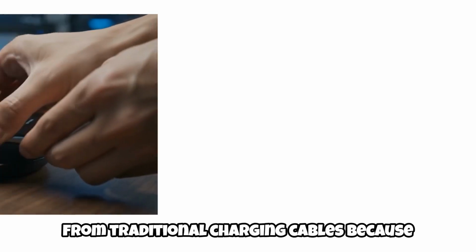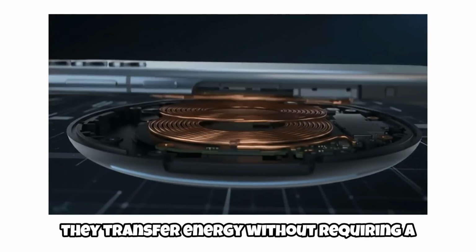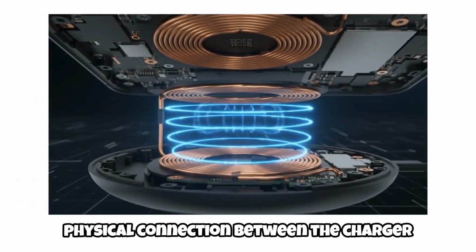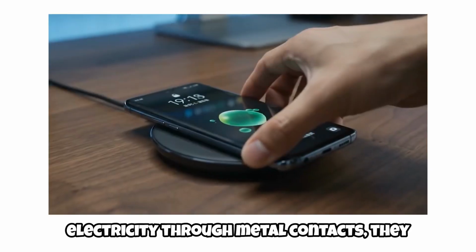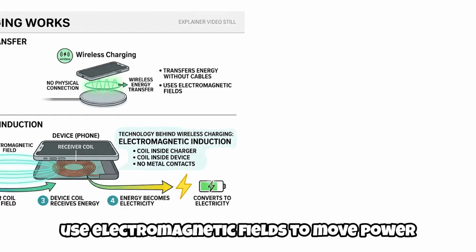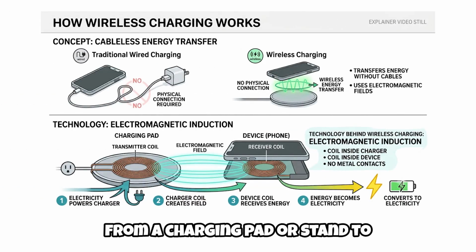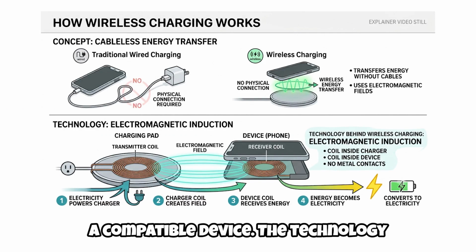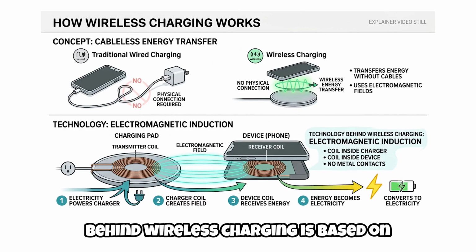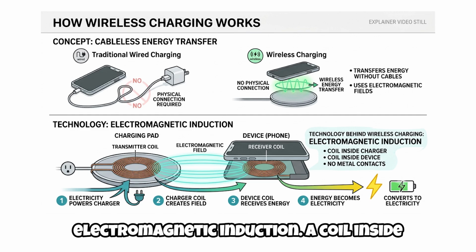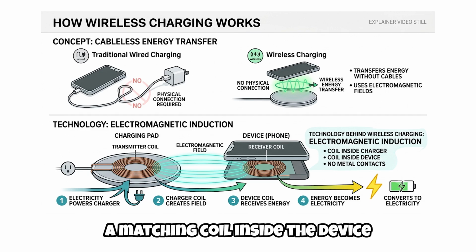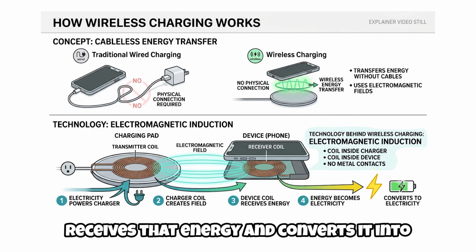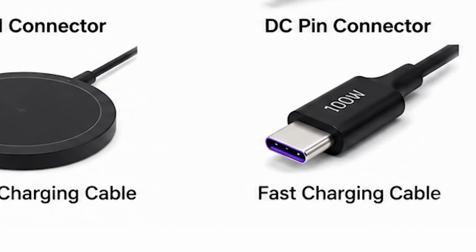Wireless charging cable. Wireless charging cables are different from traditional charging cables because they transfer energy without requiring a physical connection between the charger and the device. Instead of sending electricity through metal contacts, they use electromagnetic fields to move power from a charging pad or stand to a compatible device. The technology behind wireless charging is based on electromagnetic induction. A coil inside the charger creates an energy field, and a matching coil inside the device receives that energy and converts it into electricity.